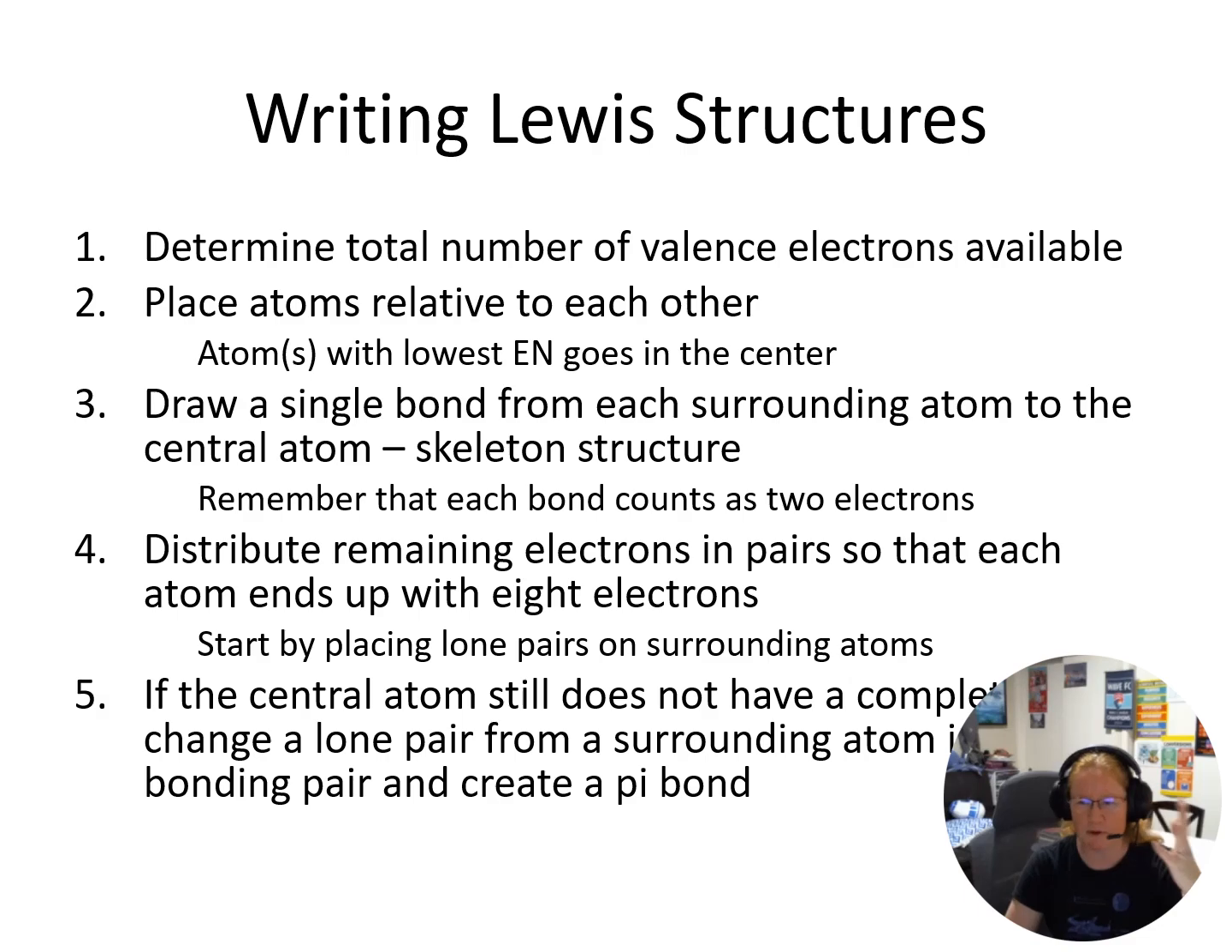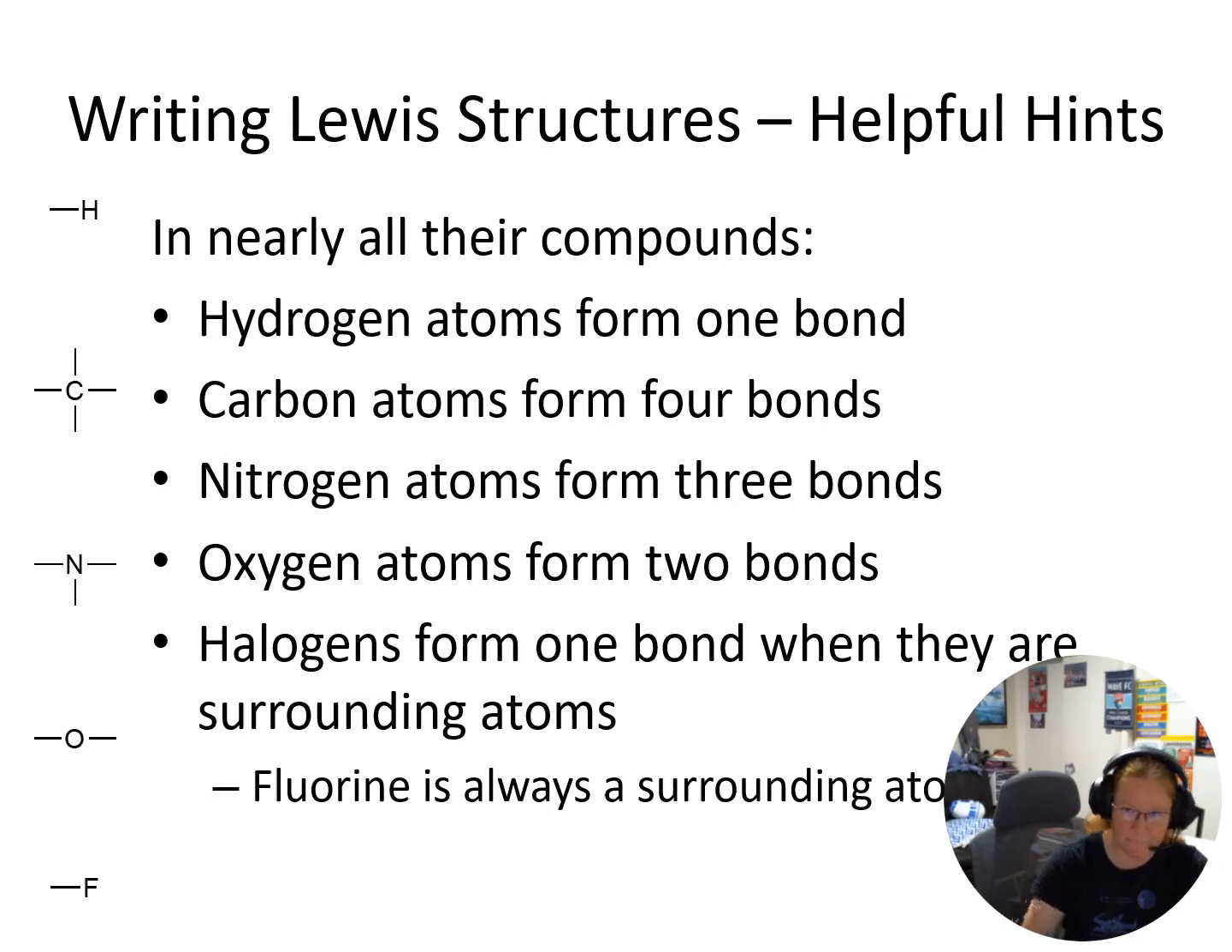So before we expand the octet, the main one that you should remember from prep chem is boron. Boron is famously electron deficient. It is perfectly happy with only 6 electrons around it.